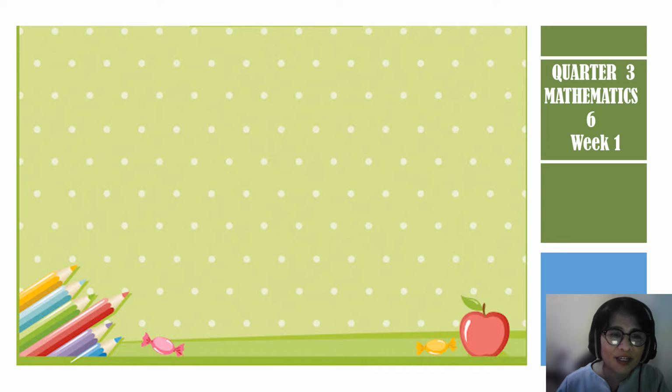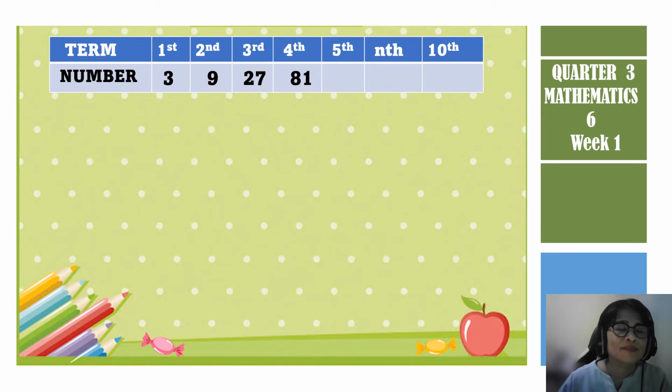Let us have another example. Tingnan natin kung meron tayong makikitang common difference dito. So, for the first term, meron tayong 3, and second term, 9, third term, 27, 4, 81. Parang ang lalaki ng mga number, no? So, let us see if we can have this common difference.